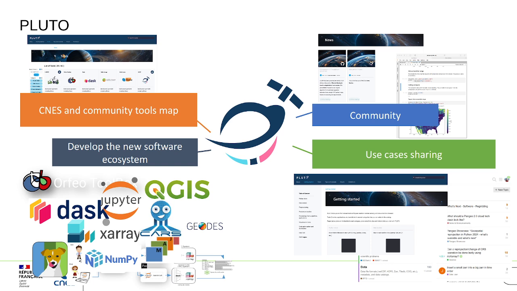Okay, so it's a quick summary of the PLUTO initiative. The idea is to make a map, a catalog of our tools, developed at CNES or developed in the community, to help that user community to share their knowledge and to know how to better use the different tools in remote sensing. They can share use cases. They can share their experience with the user forum, for example.